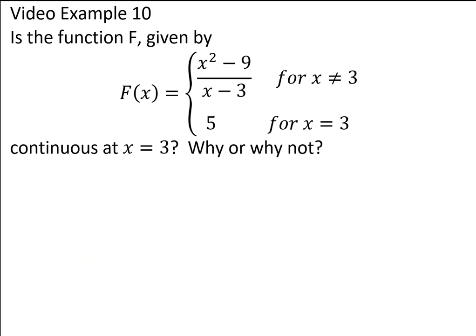For example 10, let's go ahead and follow the definition of continuous once again. First of all, we want to find f of 3 and make sure it exists. And f of 3 would be 5, as given by this equation right here. And then we want to find the limit as x approaches 3 of f of x.